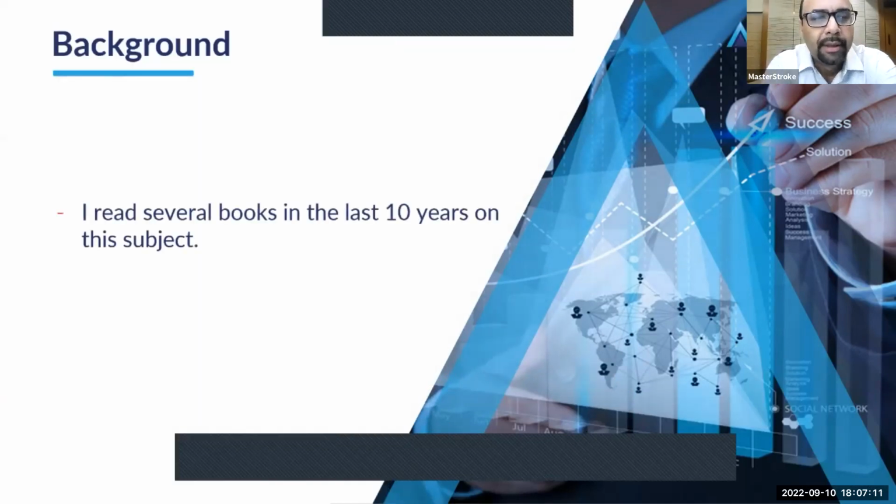Background. I read several books in the last 10 years on this subject, especially 3 years back. I read Richer, Wiser, Happier. I read Gautam Baid's Joys of Compounding. I read Warren Buffett's 800-page, 1,000-page book written by Alice. Then I read a lot of books. Peter Lynch, I read Beating the Street again.